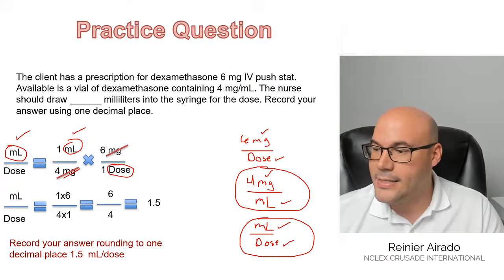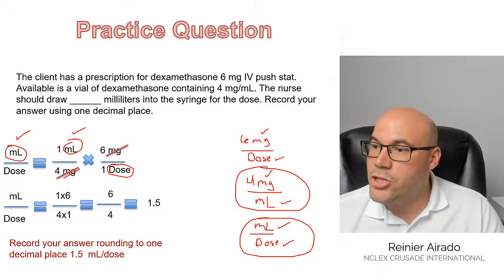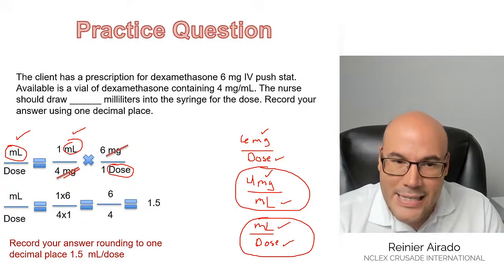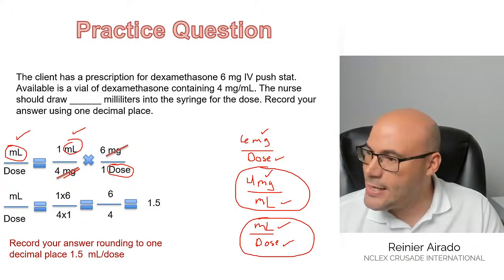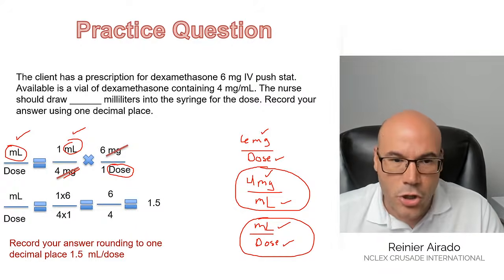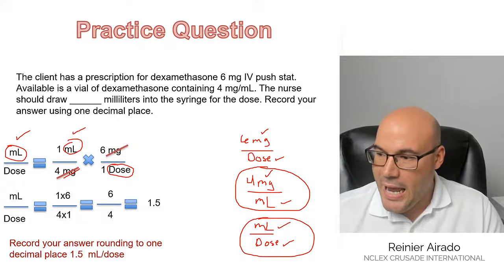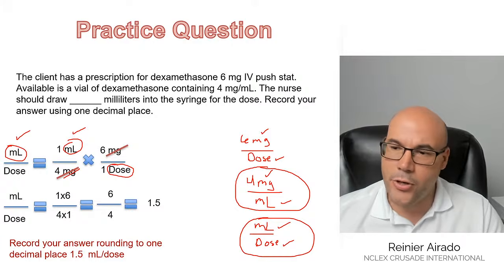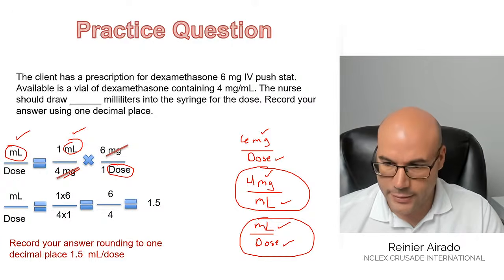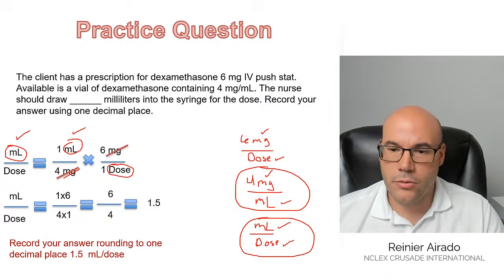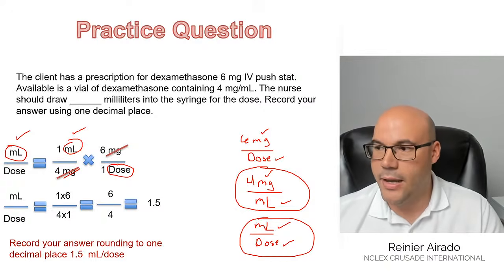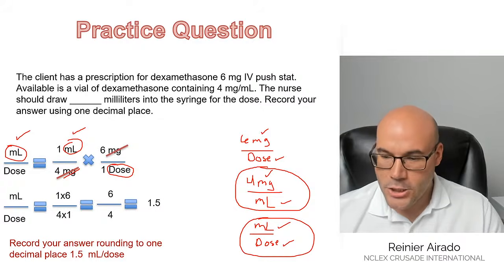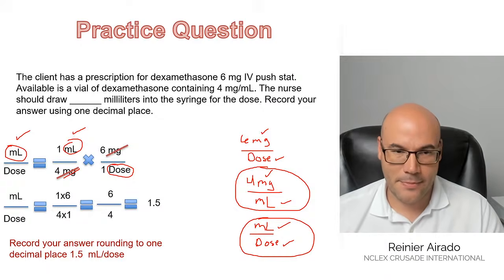The question states, record your answer using 1 decimal place. It doesn't say round your answer to the whole number. If you do all this calculation and at the end you round and you put the answer 2, it is incorrect. So do not round if they don't ask you to round. That is extremely important. Okay? So this is the first question. Very simple, not too difficult, not too many steps.